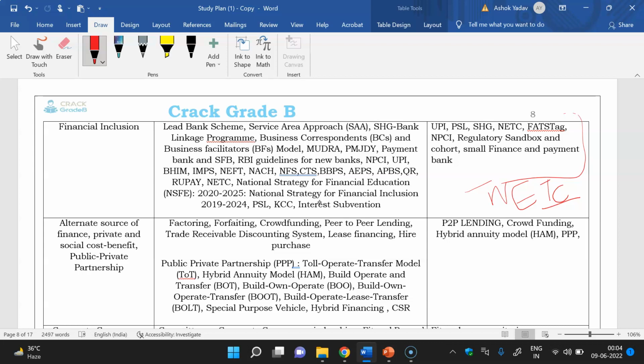Know the basics, like what BHIM, IMPS, NEFT, and NACH are. You must know the National Strategy for Financial Inclusion, financial education, PSL, and KCC, the Kisan Credit Card, and its interest. These are important. You can skip the National Strategy for Financial Education and Inclusion because they have asked about it previously, so I don't think they will ask again. If you have less time or have not already studied it, you can skip these. Other things you have to study.